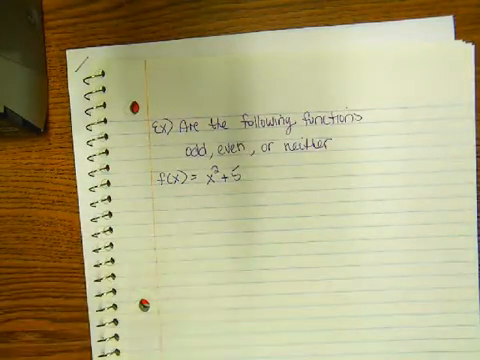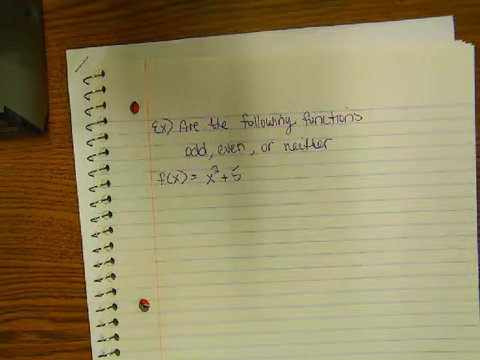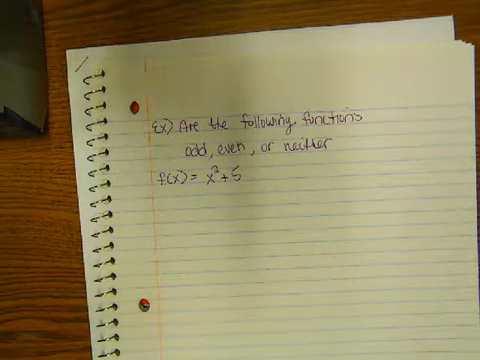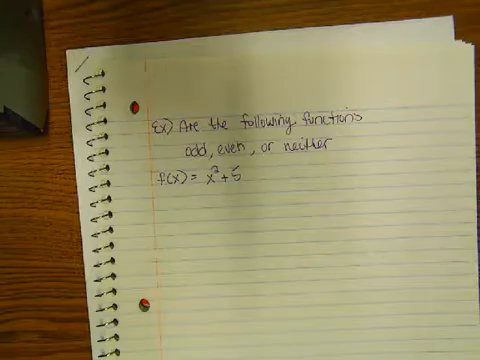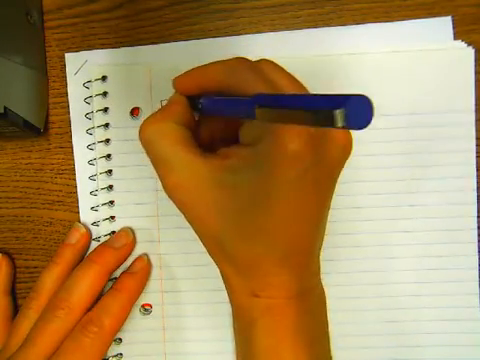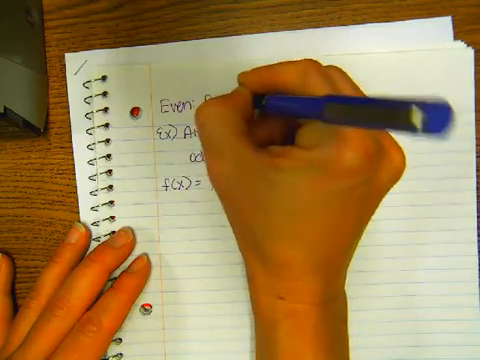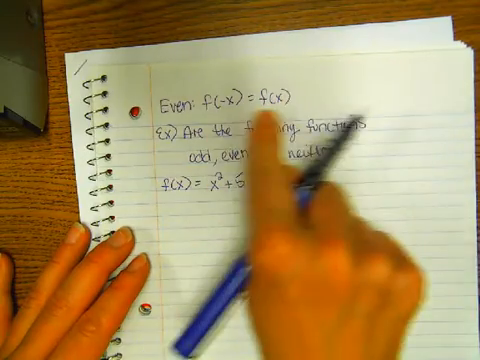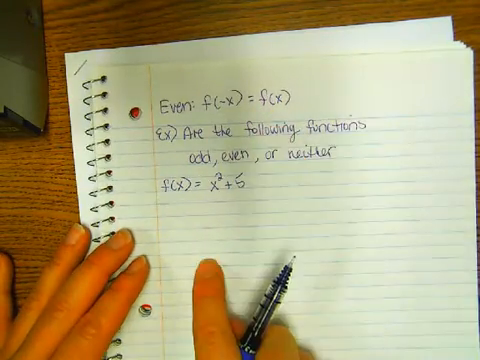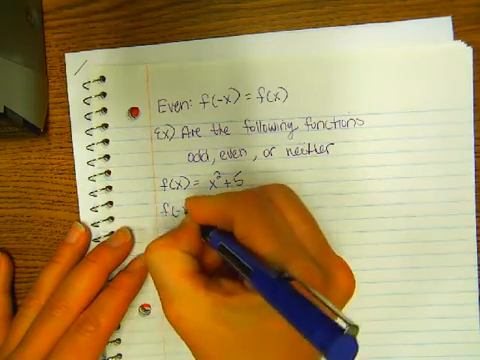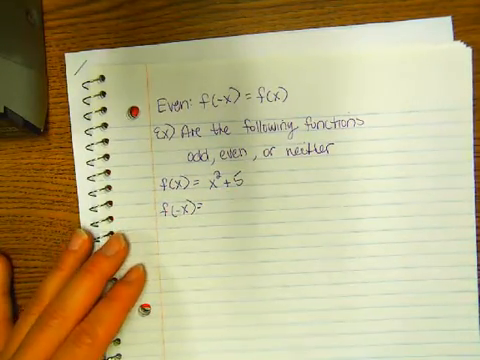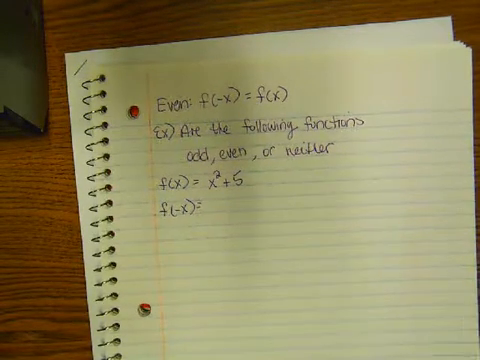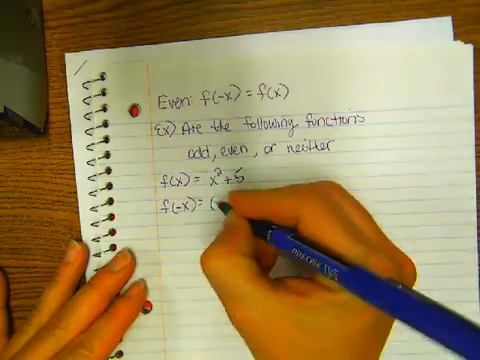f of x equals x squared plus 5 is my first one. Here's how you use these tests. For even, just to remind us, you put negative x in for x in the function, and you try to show how it gets back to the original. Okay? And so here's what I'm going to write down. f of negative x equals... by the way, I'm guessing it's maybe even because it's a parabola. That's my guess.